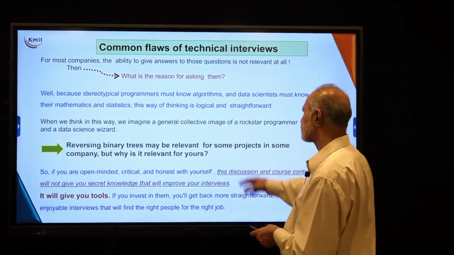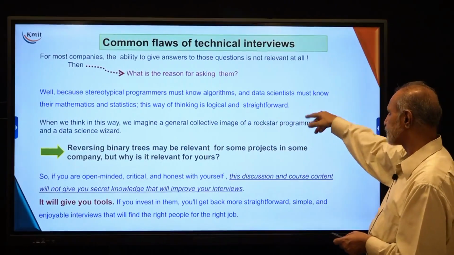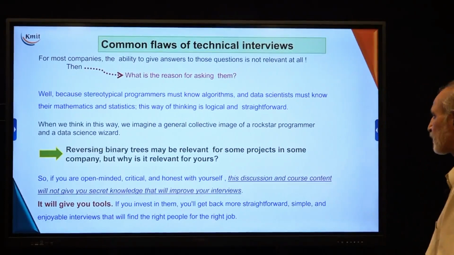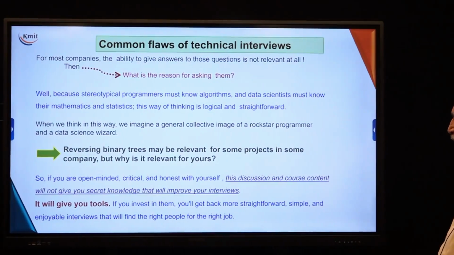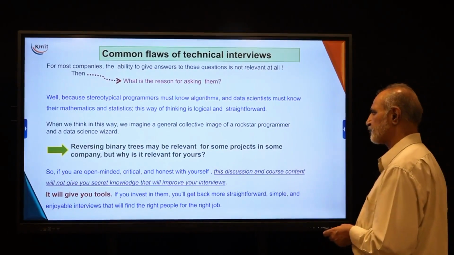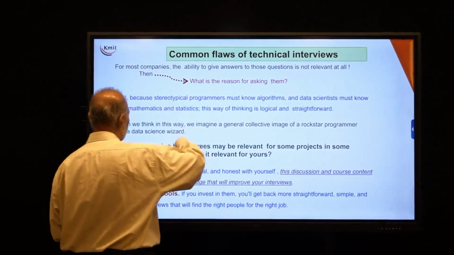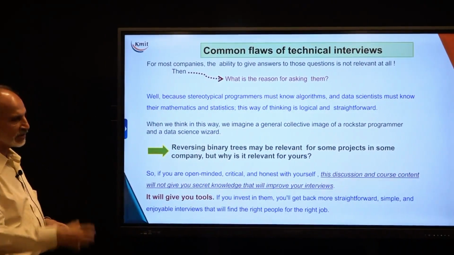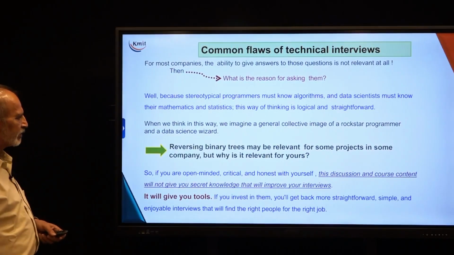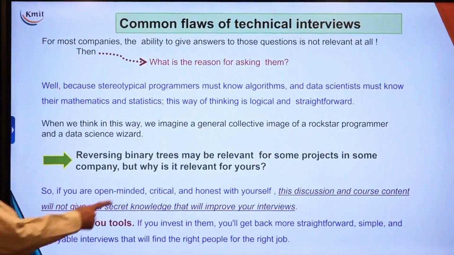So, a computer science person needs to have very good logic to build a good algorithm. A data science person has to have very good knowledge of the mathematics and statistics applied. So, when we think in this way, we imagine a general collective image of a rock star programmer and a data science wizard. So, we are looking for a person who is very good in programming and a very good data science wizard. So, reversing a binary tree may be relevant for some project in some company, but why is it relevant for you?